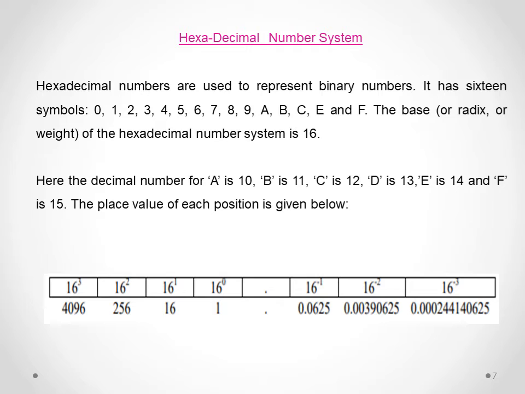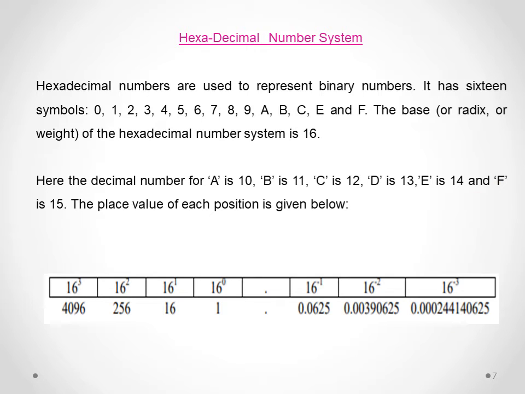The total numbers present in hexadecimal is 16. So the base of the hexadecimal number system is 16. Now here the decimal number for A is 10 and B is 11, C is 12, D is 13 and E is 14 and F is 15.